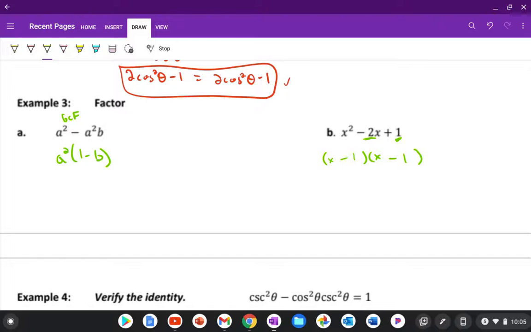Because your first gives you x squared, middle outer gives you minus x and last gives you plus 1. So just a little refresh on how to factor. And we're doing that again because we're going to need to factor for this next section.